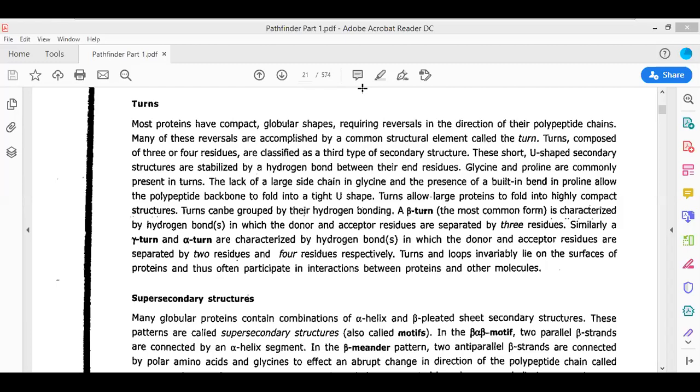Today we are going to talk about certain other secondary structures of protein, which are referred to here as turns, and then we will be looking at the super secondary structure of proteins. So what are these secondary structures, what are these super secondary structures, that we will have to look forward to.